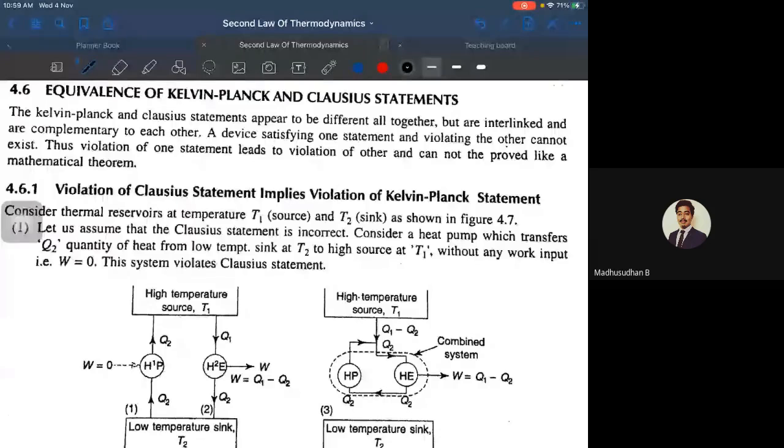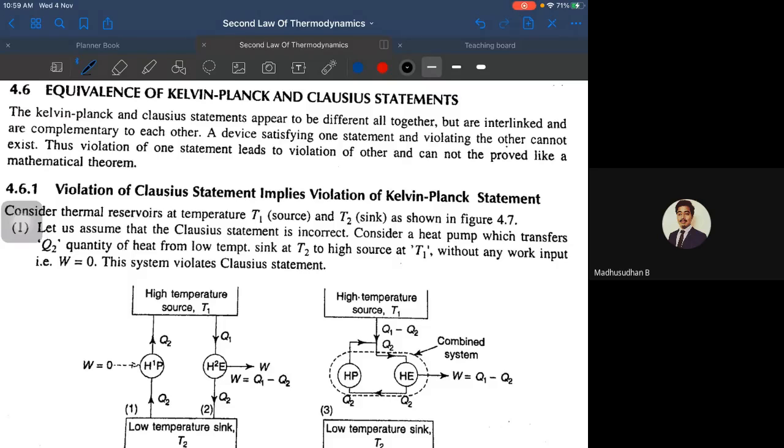You try to violate the Kelvin-Planck statement initially and prove that even the Clausius statement will be violated. If you violate Kelvin-Planck, Clausius will be violated. Then you can prove the equivalence of the Kelvin-Planck and Clausius statements. That means both are equal. I am violating this, and that is also violated.